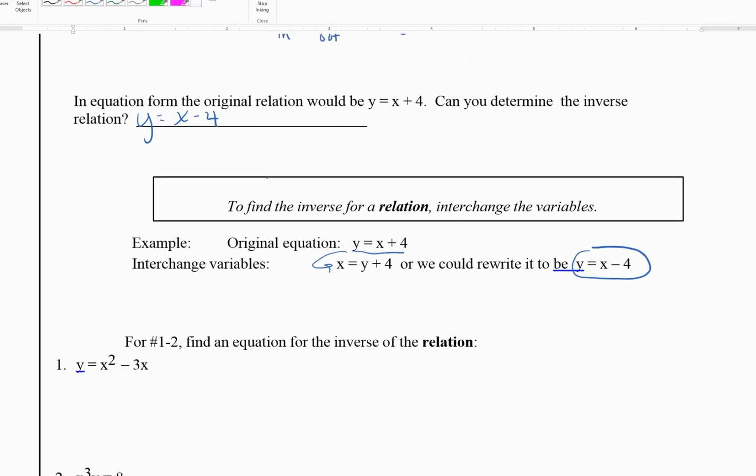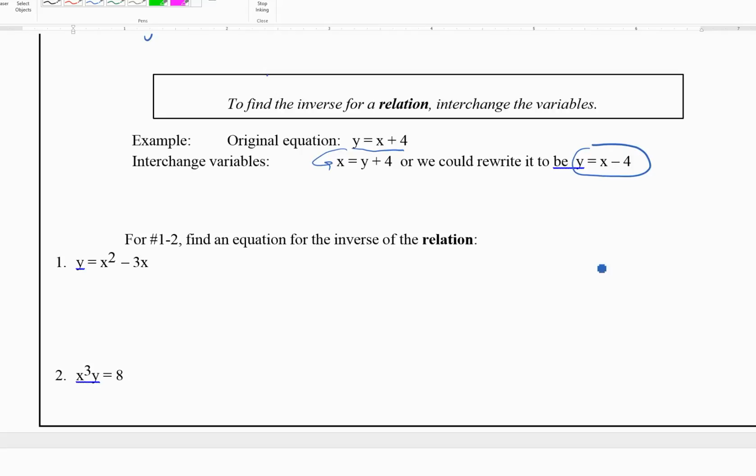Okay, so real quick here, we're going to get some practice finding the inverses. When you're just talking about a relation, you don't have to solve for y. You can just switch them. So really simple here, nothing too tricky. If we have y equals x squared minus 3x, the inverse will just be x equals y squared minus 3y. We're just switching the x and the y. And here where we have x cubed y equals 8, we would have y cubed x equals 8.